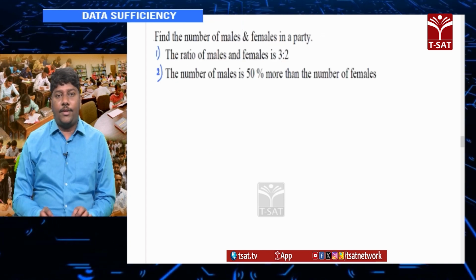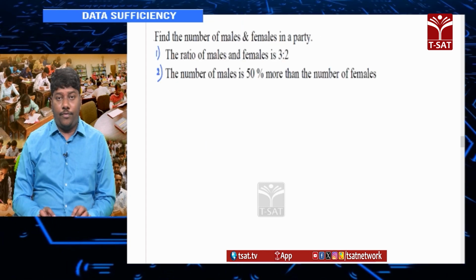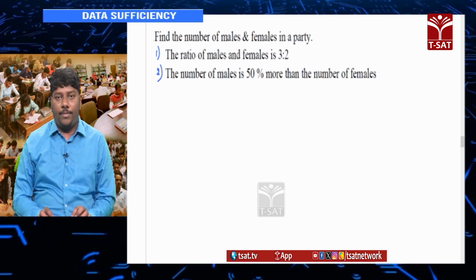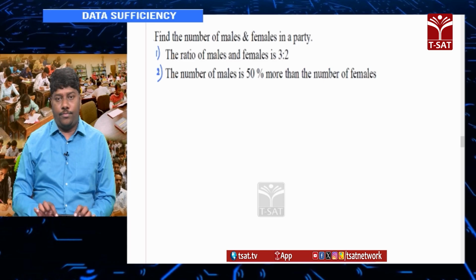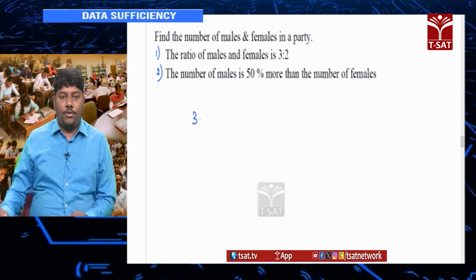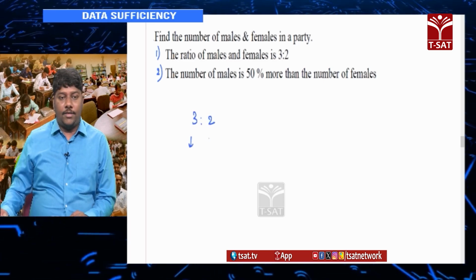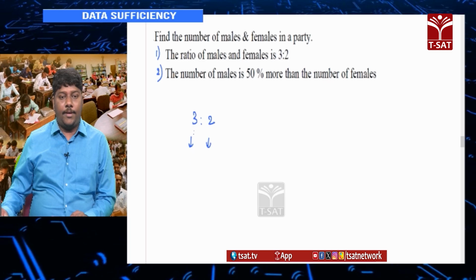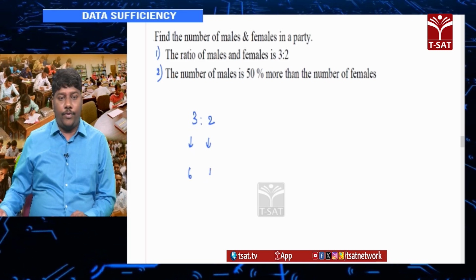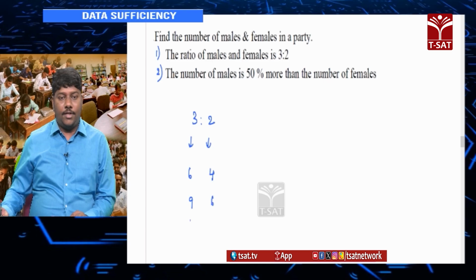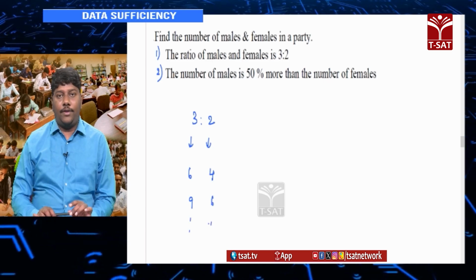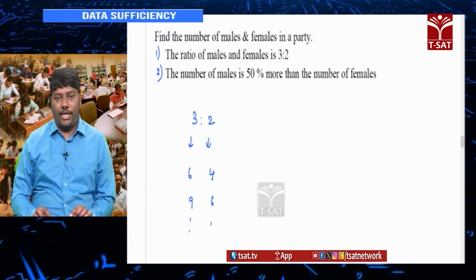Find the number of males and females in a party. You need to find out how many males and how many females there are in terms of number. The ratio of male and female is 3:2. When I say ratio 3:2, you can say 3 males and 2 females, or 3 2s are 6, 2 2s are 4, or 3 3s are 9, 2 3s are 6. It may go on. So you cannot actually find out the actual number by using the ratio.